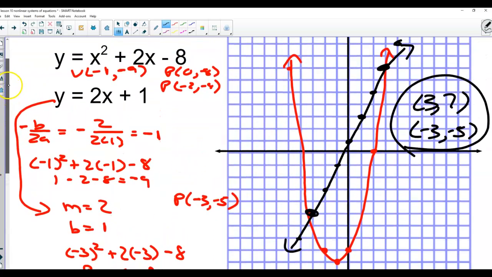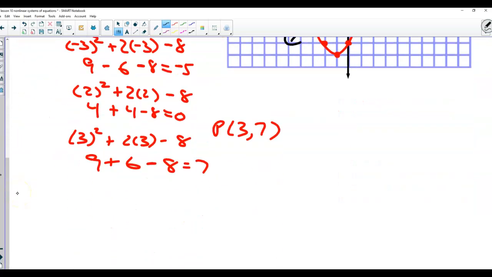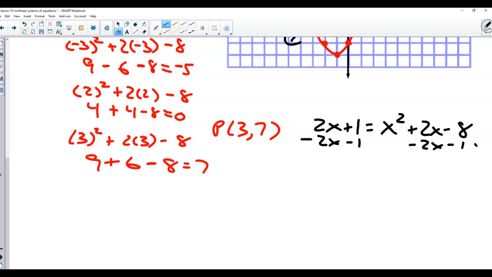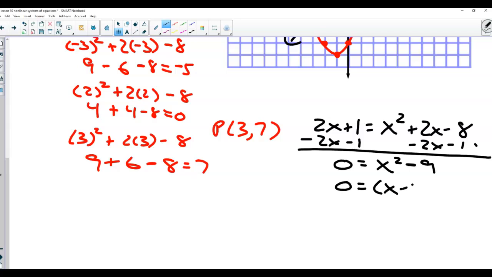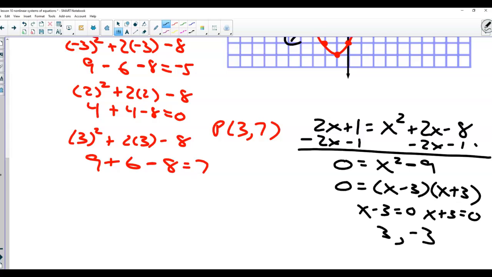Now, if I want to do this algebraically, it's simply 2x plus 1 equals x squared plus 2x minus 8. Since the x squared is positive here, I'm going to move the 2x and the 1 over. 0 equals x squared minus 9. So when I factor that, it's x minus 3 times x plus 3. So therefore, my answer is x minus 3 equals 0, x plus 3 equals 0. My x answers are 3 and negative 3.